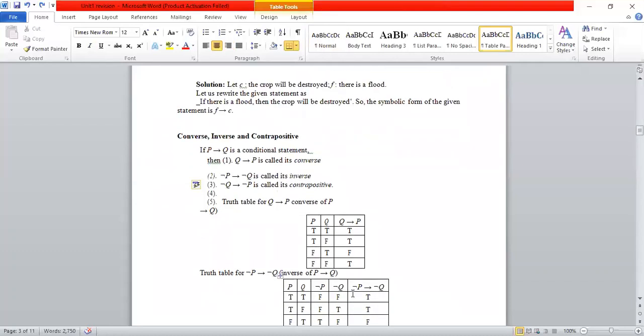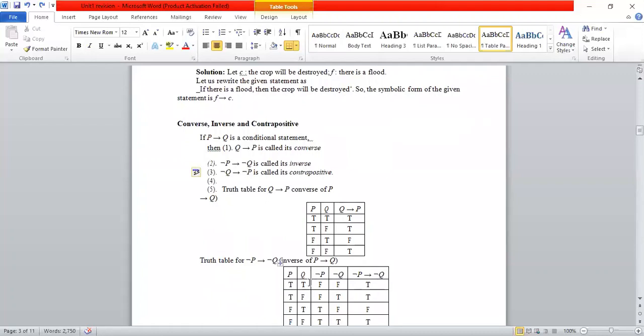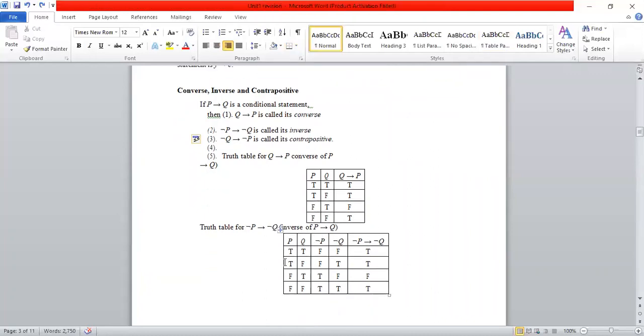Okay, next, the truth table for the inverse of P conditional Q. What is the inverse of P conditional Q? Negation P conditional negation Q is the inverse of P conditional Q. So how to construct the truth table for this inverse? Write in the first columns statements P and Q, with the possibilities for two statements. Then find negation P: when P has truth value true, negation P will have truth value false.